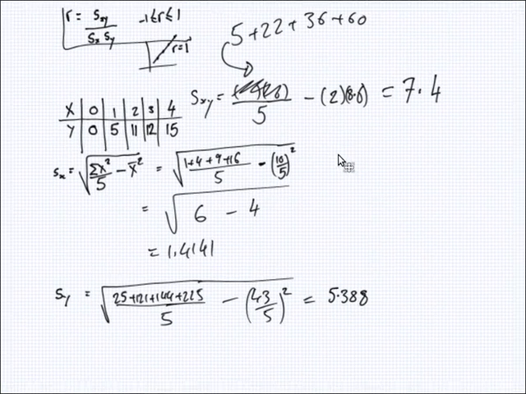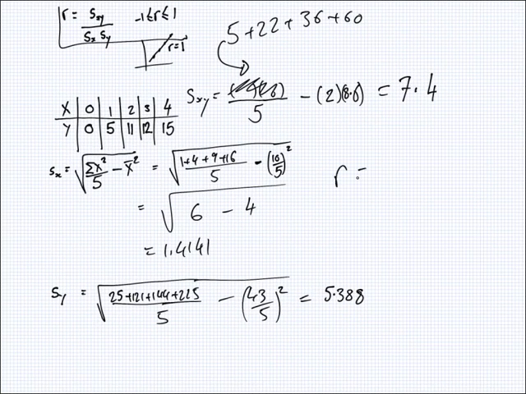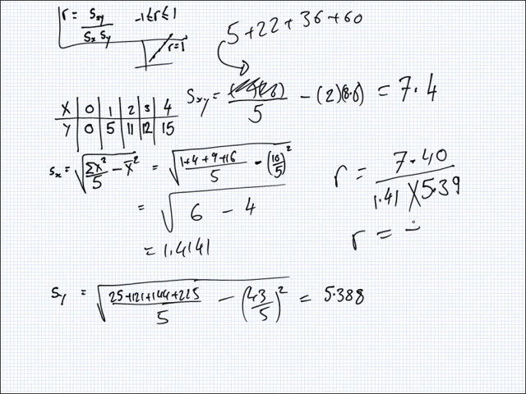Okay, now let's calculate the OR. So that would be 7.4 over 1.41 times 5.39. I think we're doing 3 significant figures, although we should have done 4. So what do we get here? Well, it's a positive, that's for sure. It's 0.973697.